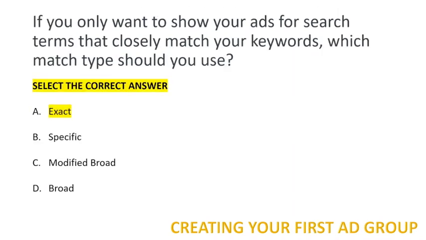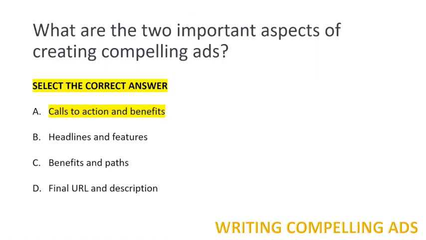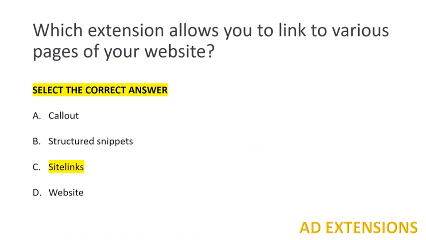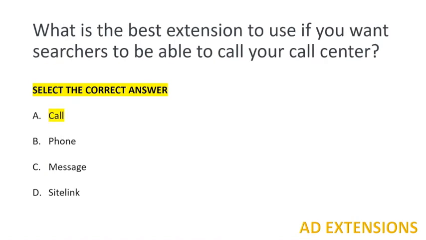If you only want to show your ads for search terms that closely match your keywords, which match type should you use? A. Exact. What are the 2 important aspects of creating compelling ads? A. Calls to action and benefits. What is a benefit within an ad? A. What the user gets out of using the product or service. Which extension allows you to link to various pages of your website? A. Sitelinks.